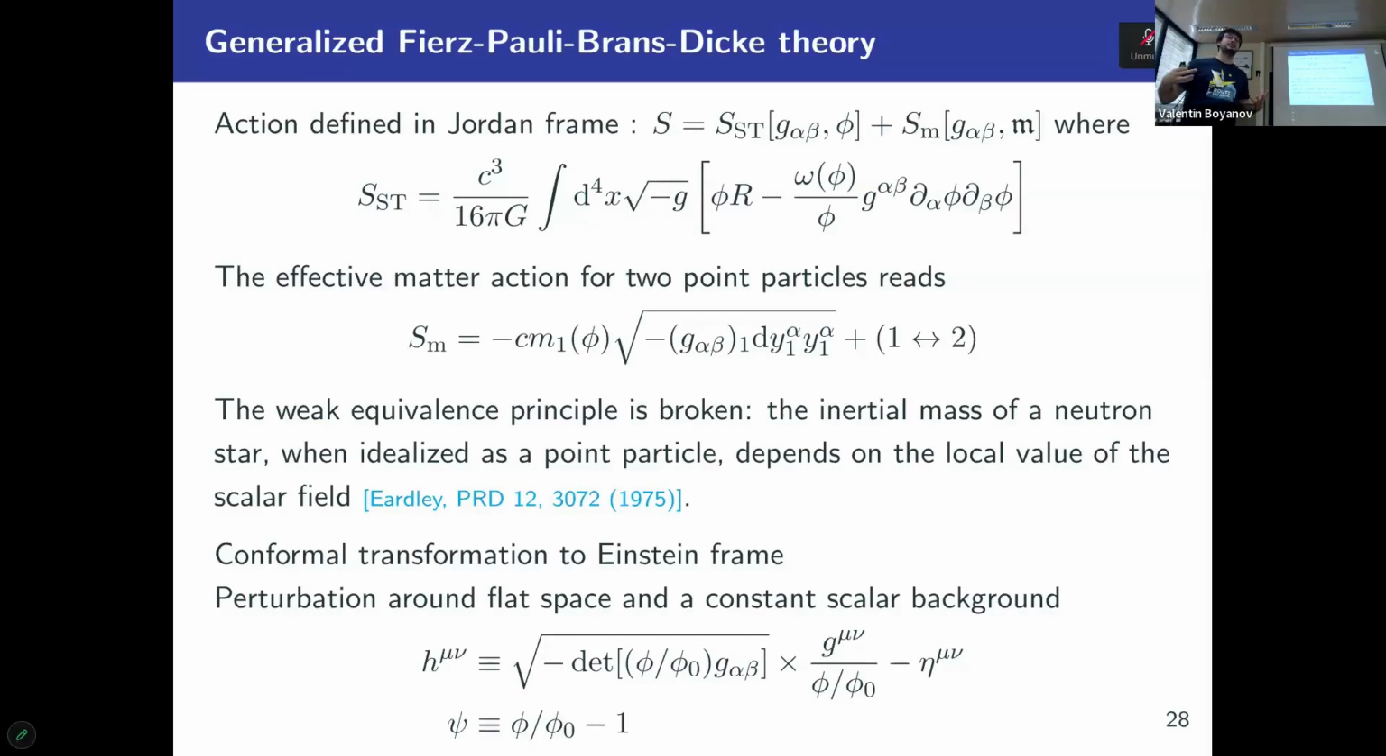But now if we take the effective action, where we're integrating out, taking the effective point particle limit, you'll find that the effective inertial mass of your neutron star will depend on the local value of the scalar field. This was found by Eardley, and you have to endow your masses with the scalar field, and that's a breaking of the weak equivalence principle. So this is how we formulate the theory, but it's not how we compute it. We like to go to what we call the Einstein frame by doing a conformal transformation, such that the equations that we solve resemble the ones in GR, and we can reuse all the techniques that we've developed for GR. So these are our little perturbation variables, but you have to remember you just have a tensor and a scalar perturbation.